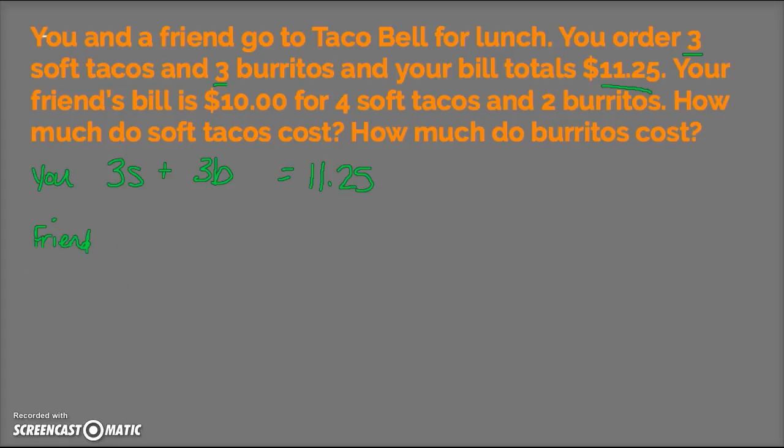Okay, and then for your friend. So your friend's bill is $10. So we know that his has to equal $10. Your friend got 4 soft tacos and 2 burritos. So 4 soft tacos, 2 burritos, and again, to get the total, you would have to add them together. So here's your system right here. For you, it was 3S plus 3B equals 11.25. For your friend, 4S plus 2B equals 10.